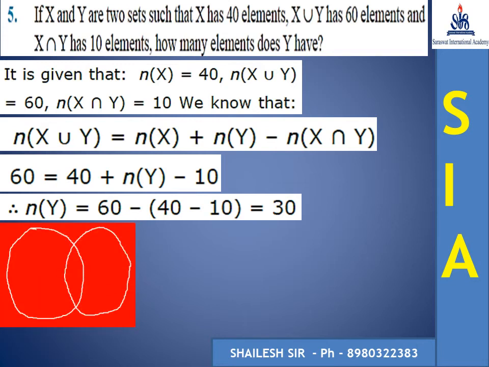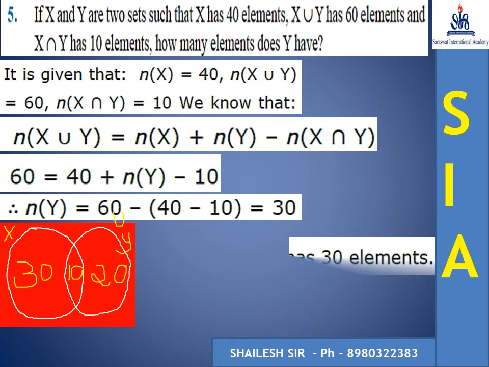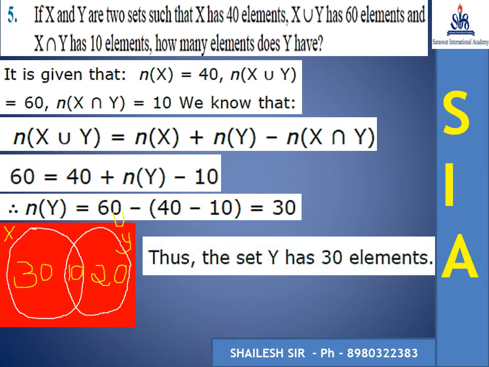The Venn diagram has only two sets here, X and Y, so I put them there. First of all, students, you must put the center value. Here the center value is 10 because it is the common region of X and Y. Now for the others: n of X is 40, so 30 remains, and for Y the total is related here as 30, so 10 and 20 become 30. So the final answer is done. Thus the set Y has 30 elements.